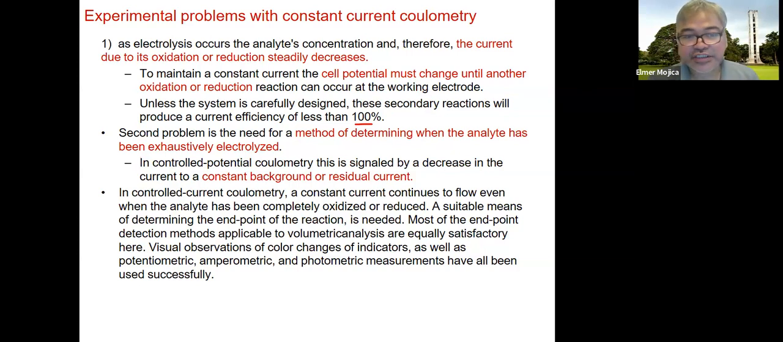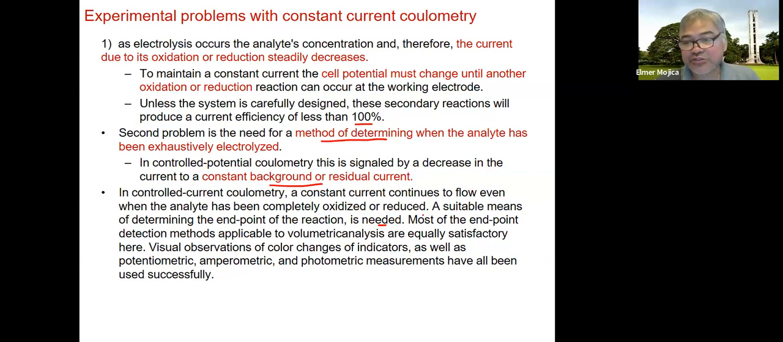Now, in addition to that, there's a problem you need to look at, wherein a method of determining when the analyte has been electrolyzed is needed. Usually in the controlled potential coulometry, this is signaled by a decrease in the current to a constant background or residual current. But in the controlled current coulometry, a constant current continues to flow even when the analyte has been completely oxidized or reduced. So continuous pa rin yung flow ng current kasi constant current nga eh. So a suitable means of determining the endpoint of the reaction is needed. And most of the endpoint detection methods applicable to volumetric analysis are equally satisfactory.